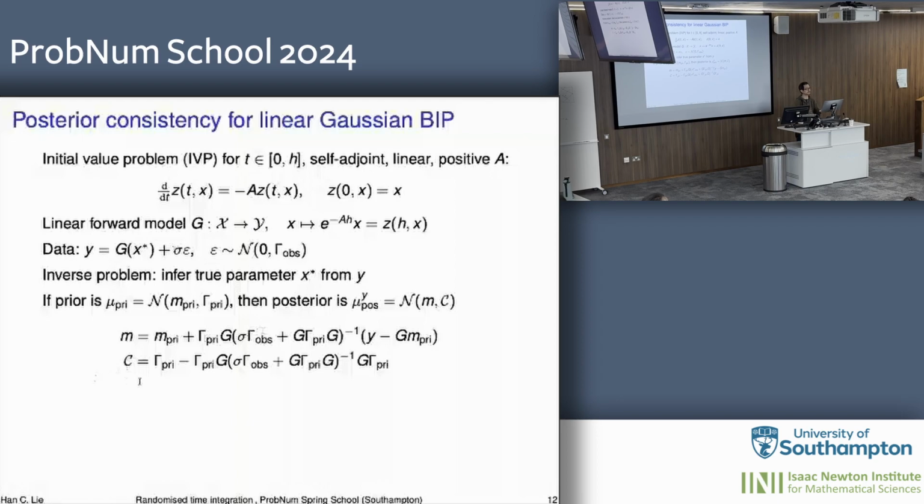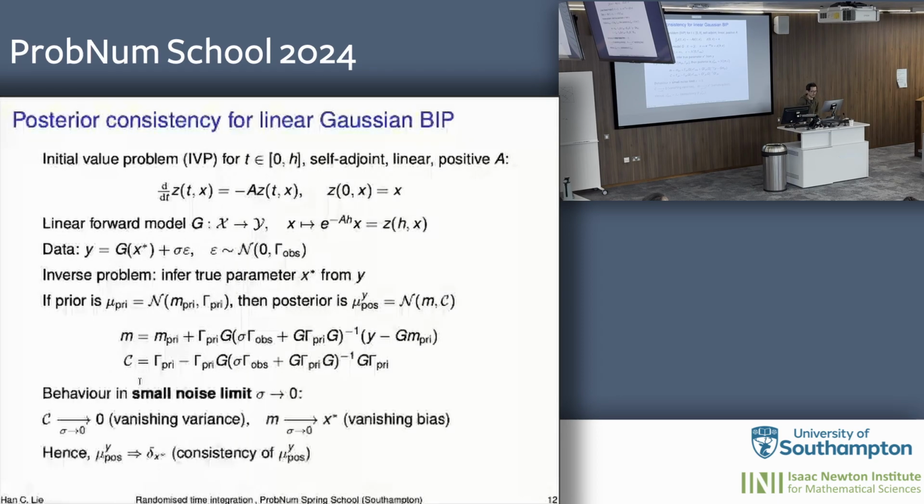Okay, and the covariance, as you all know, doesn't depend on the data, but it depends on everything else. So now we're going to study the small noise limit. In Motonobu's talk, he looked at the large data limit as n went to infinity. That's one of the classical limits in statistics, as you know.